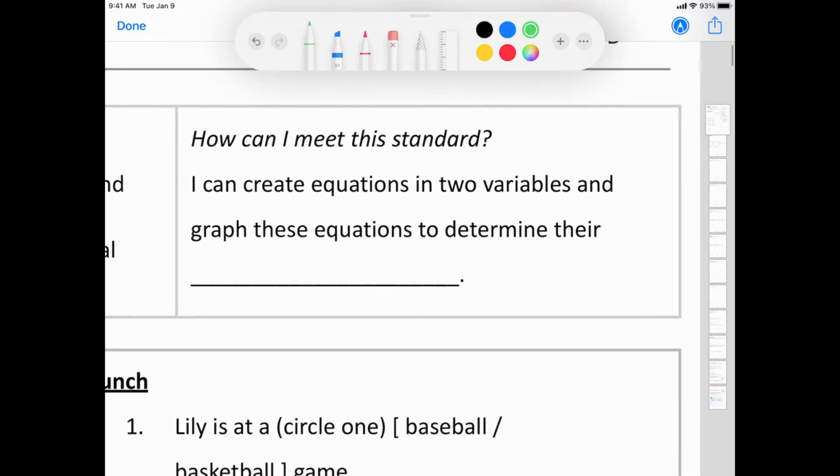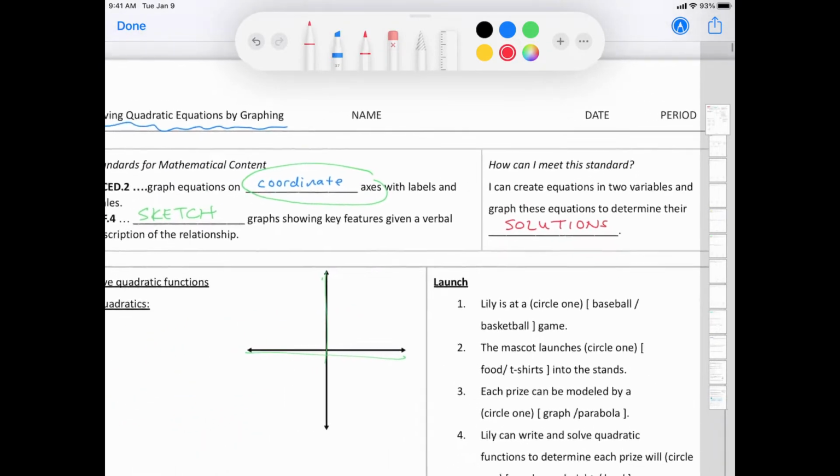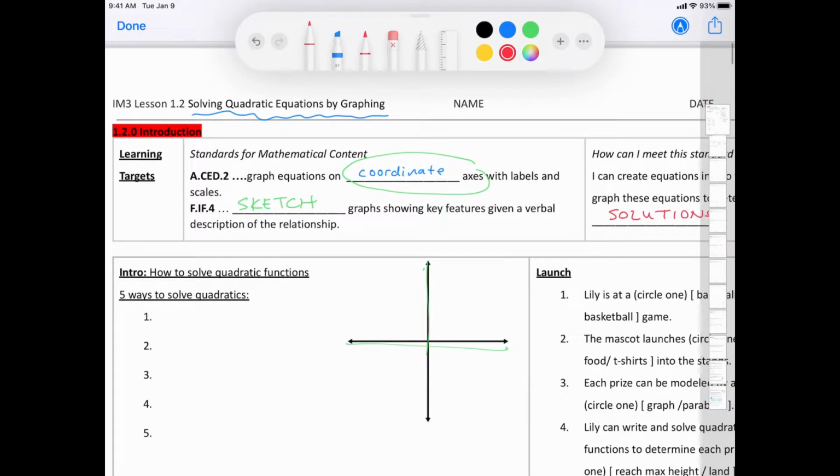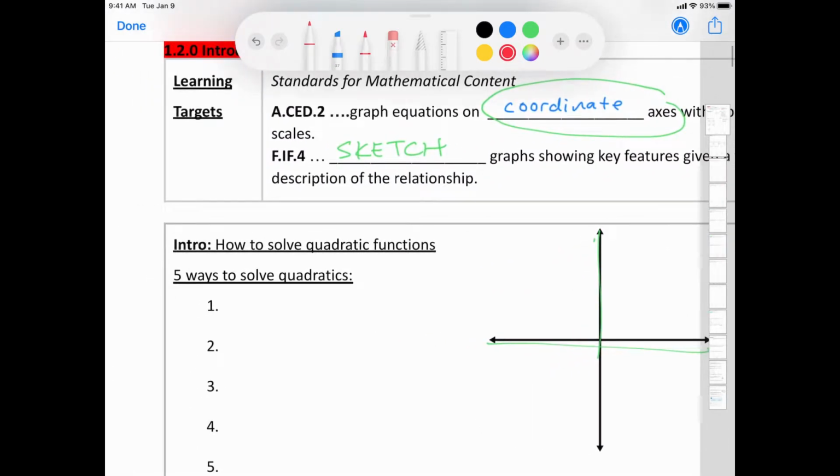How can I meet the standard? I can create equations in two variables and graph these equations to determine their solutions. Let's go on to this quick introduction on how to solve quadratic functions. There are 5 ways, and we'll also talk about its graph.